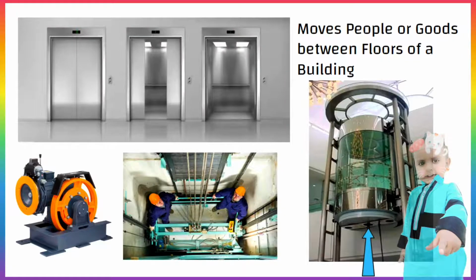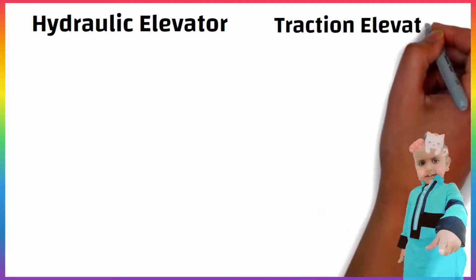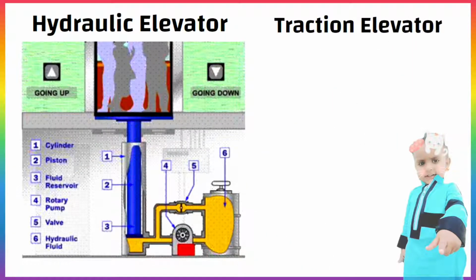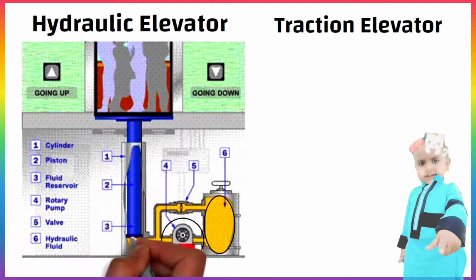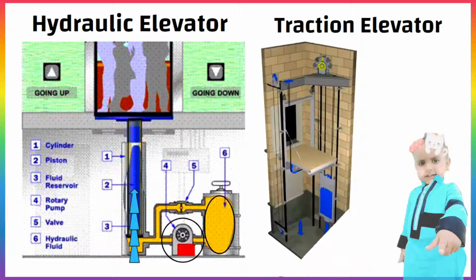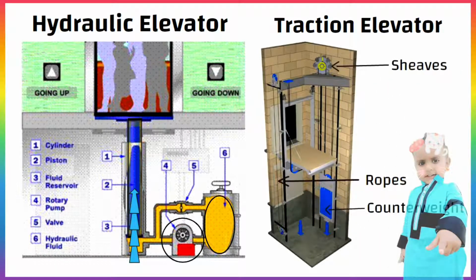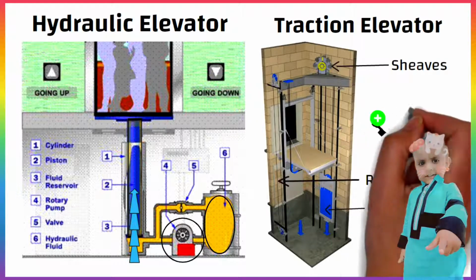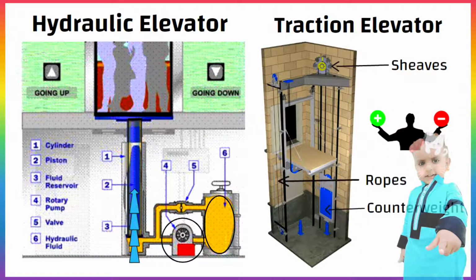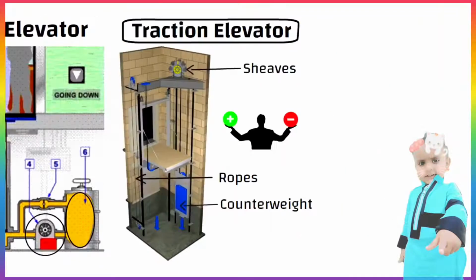Elevators are of two types. One, hydraulic elevator. Two, traction elevator. Hydraulic lifts are powered by electronic pumps which transmit the hydraulic fluid to the jack. The lift has a piston at its base which will push it up. On the other hand, traction lifts use ropes, sheaves, and counterweight for moving up and down. Both systems have their own set of pros and cons. Traction elevators are the most widely used elevators all over the world.